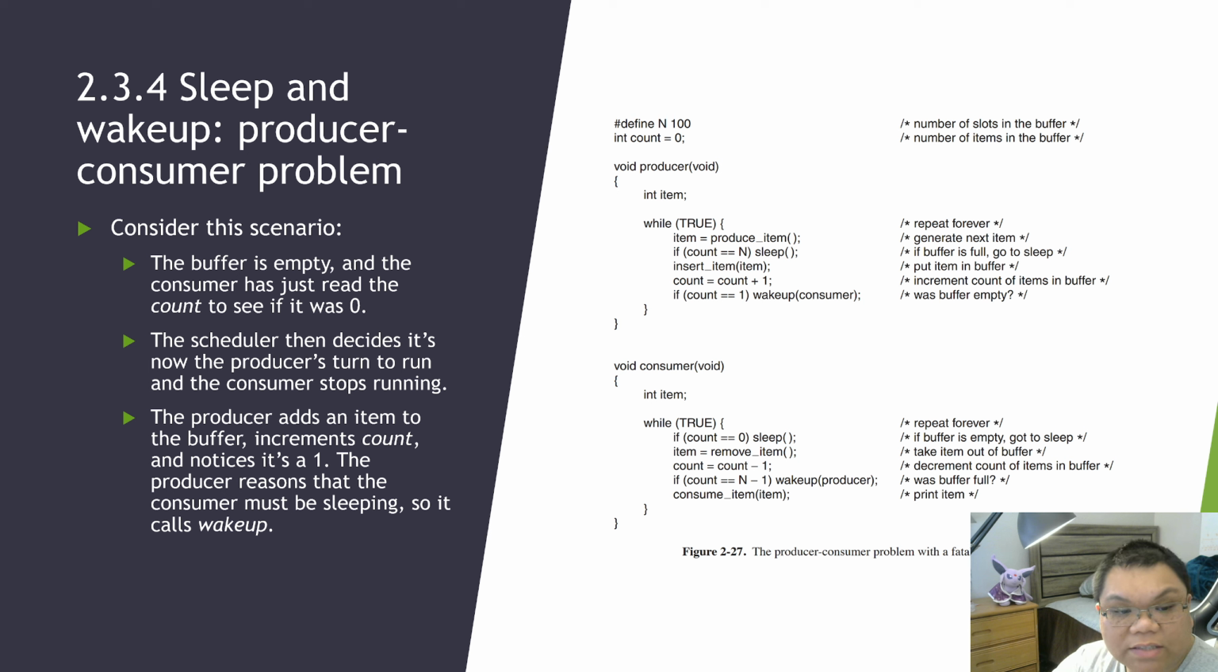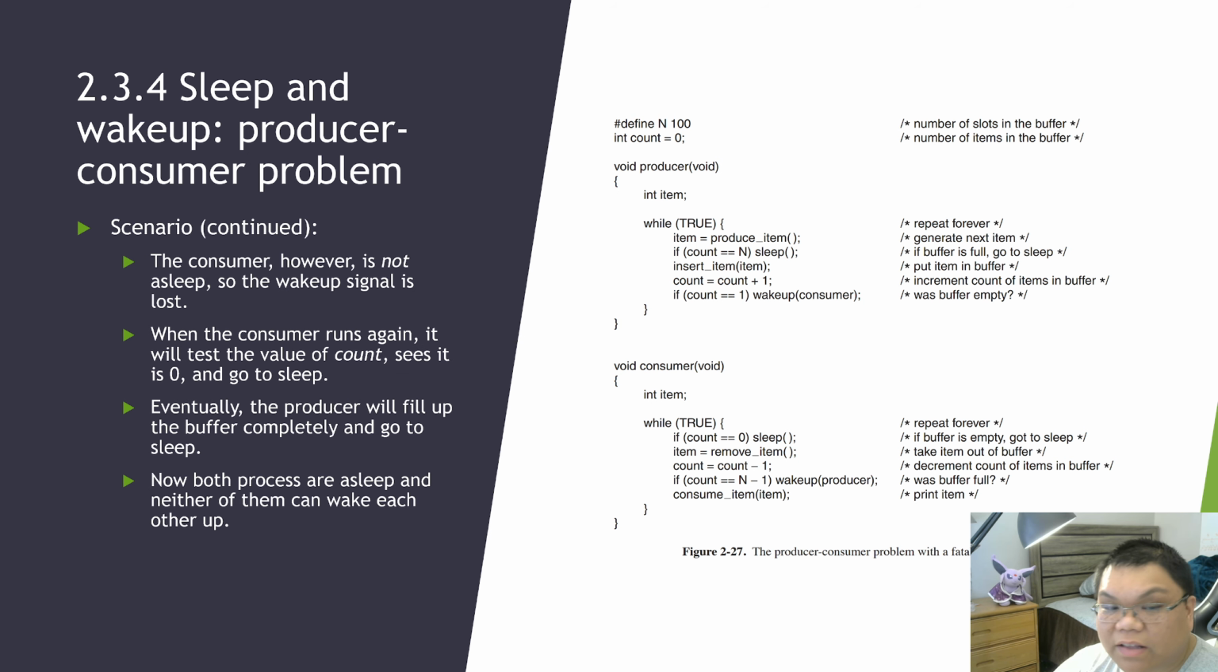The producer reasons that the consumer must be sleeping, so it calls wake up, even though it's not asleep. It's actually in a not ready to run state because the CPU scheduler deemed it necessary to remove the consumer. So it's not asleep. It's in this unable to run state. So since the consumer is not asleep, that wake-up signal is lost. So when the consumer runs again, it will test the value of count, see that it's 0, and go to sleep. Basically what happens is both processes go to sleep and there's nothing to wake them up.